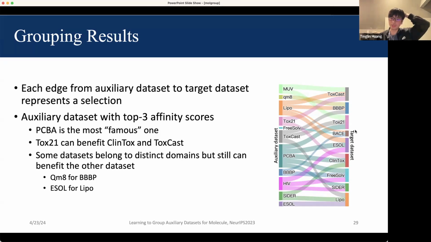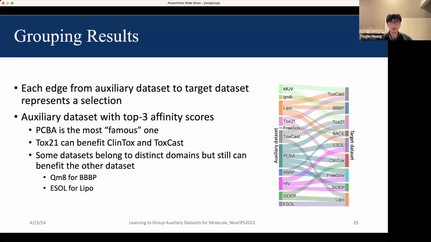For example, we can find PCBA is the most famous one. Five of the target data sets select PCBA as the auxiliary data set. I think it's reasonable because PCBA has diverse molecule structures and also many diverse tasks. Also, for Tox21 as an auxiliary data set, it can benefit ClinTox and ToxCast. And it is also reasonable because they are all related to toxicity.